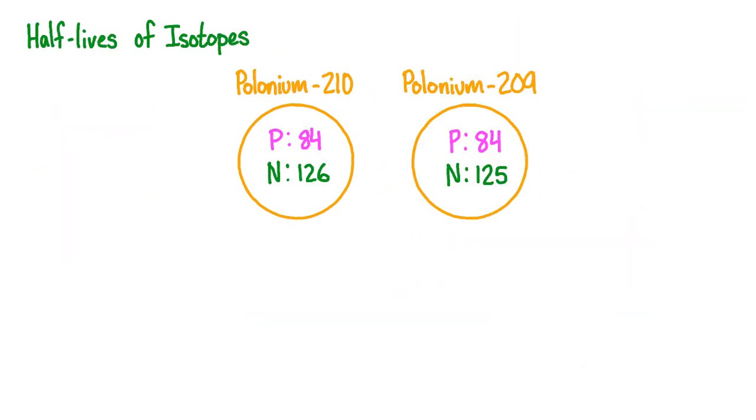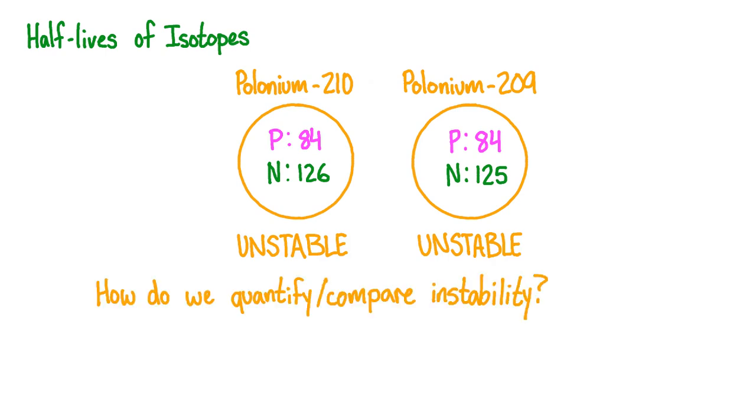Of course, not all polonium atoms are the same. Polonium has different isotopes, or versions of the polonium atom with differing numbers of neutrons. The 2 most common isotopes of polonium, polonium-210 and polonium-209, both have unstable nuclei. We might be wondering, how do we quantify or compare the instability of 2 different elements or isotopes? The answer is something called a half-life.